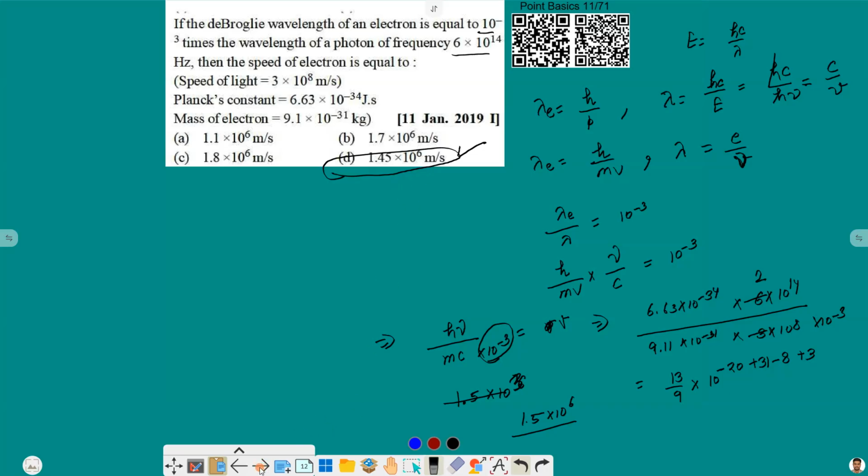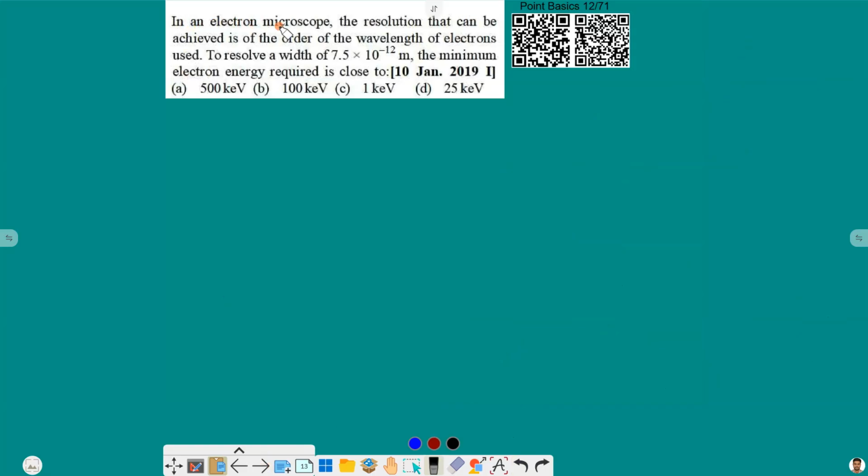Moving to the next one. In an electron microscope, the resolution that can be achieved is of the order of the wavelength of the electron. To resolve a width of 7.5 into 10 to the power minus 12 meter, the minimum electron energy required is.